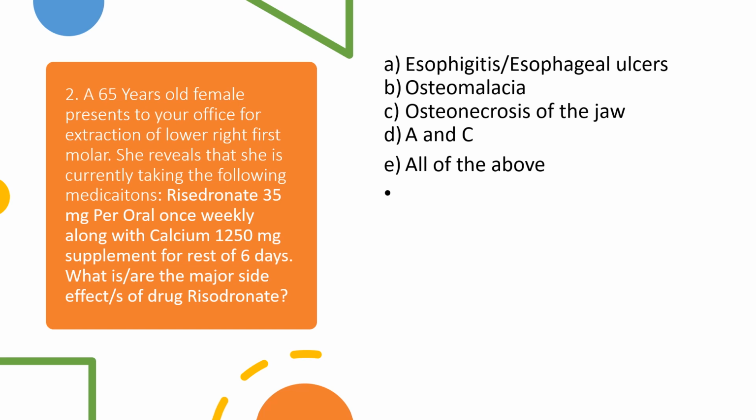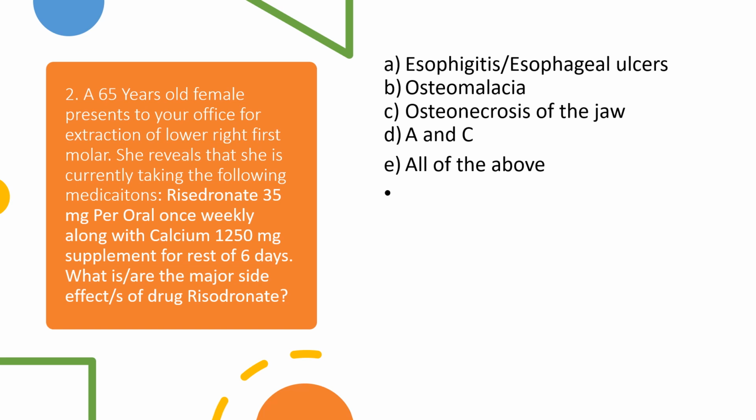As we all know, risedronate, pamidronate, alendronate, these are all drugs that end in dronate. They are all bisphosphonate drugs. So we know that one of the side effects of bisphosphonate drugs is osteonecrosis of the jaw. So if we look into the options here, option C says osteonecrosis of the jaw. So this is for sure. So now let's look into the other options.